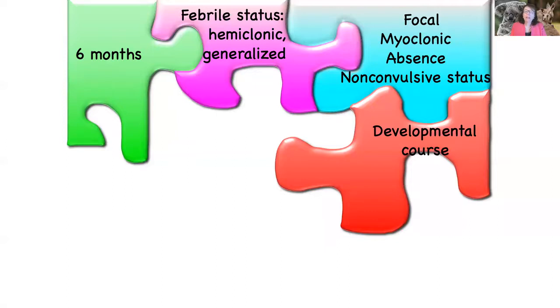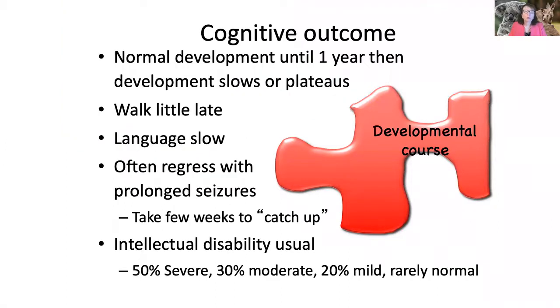Now, what about the developmental course? Many children with Dravet syndrome have normal development until they're 1 to 2 years of age, and then their development slows or plateaus, such that they tend to walk a little late. The average age of walking is 14 months, with the upper limit of normal walking at 16 months.